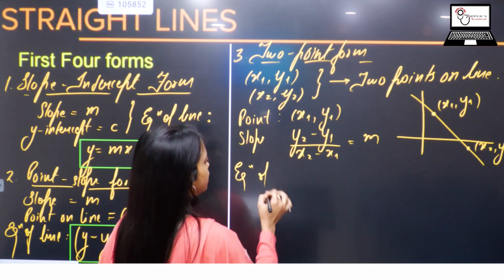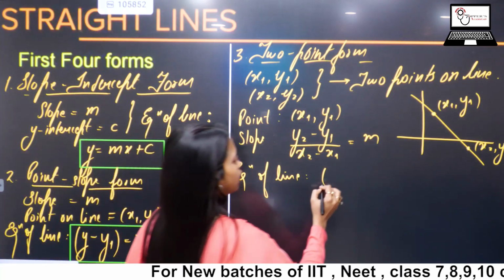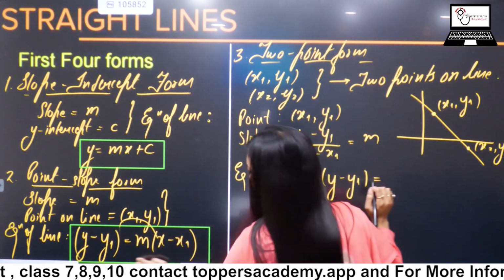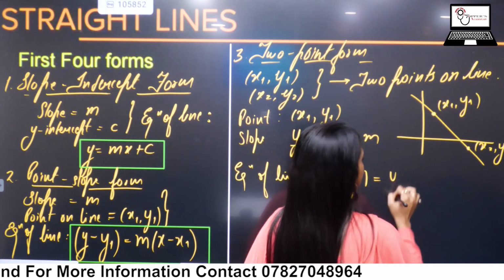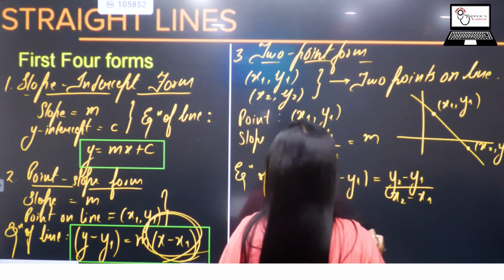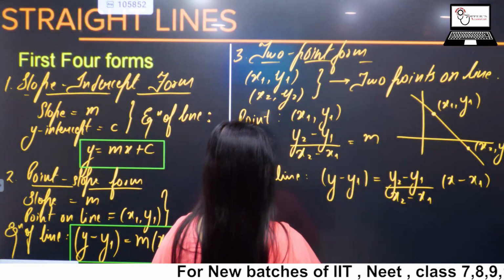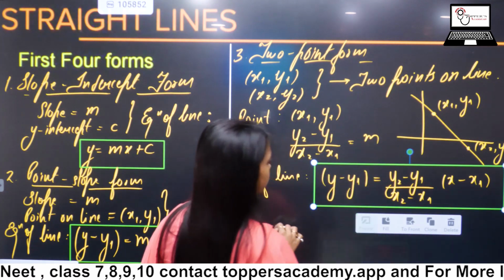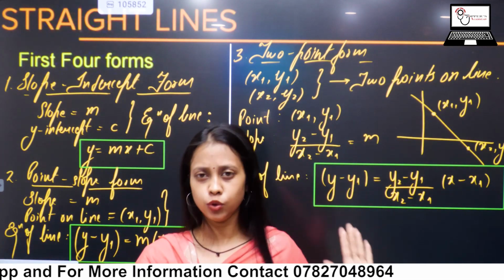So use the equation of the line from the second form. What is the equation of the line? y minus y1 equals m times x minus x1. But in my case, this is m, so I'll substitute the value of m directly: y2 minus y1 upon x2 minus x1, after that x minus x1. This is the two-point form. Simple. I have just taken the help of the second to get the third.